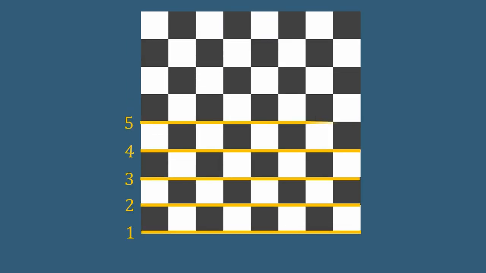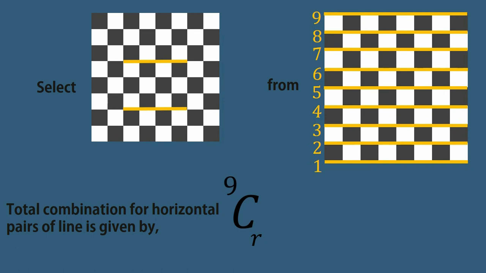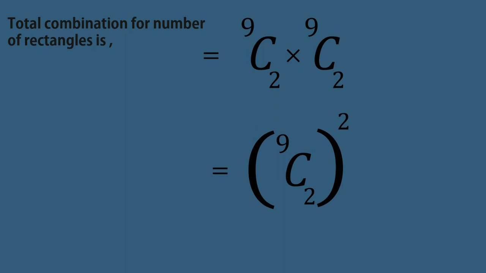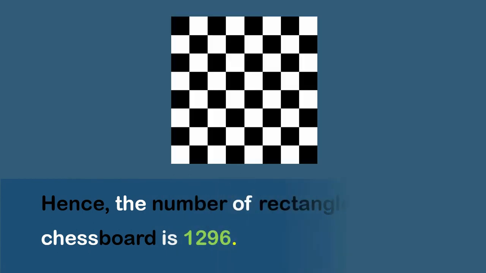Similarly, the 2 horizontal yellow lines for the rectangle can be selected from the 9 horizontal lines of the chessboard. So here also the value of n is equal to 9 and the value of R is equal to 2. Finally, the total combination for the number of rectangles is 9C2 for the vertical red lines times again 9C2 for the horizontal yellow lines. After that, we have a square of it. 9C2 is 9 factorial divided by 9 minus 2 whole factorial times 2 factorial. Cancelling 7 factorial in the numerator and denominator gives the square of 36, which is equal to 1296. Hence the number of rectangles on the chessboard is 1296.